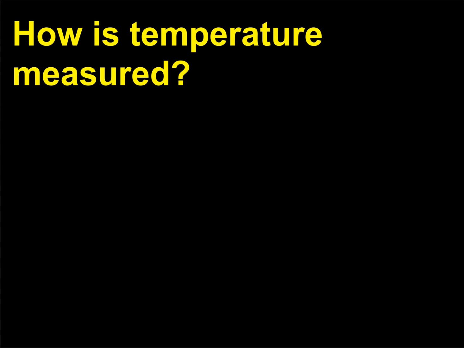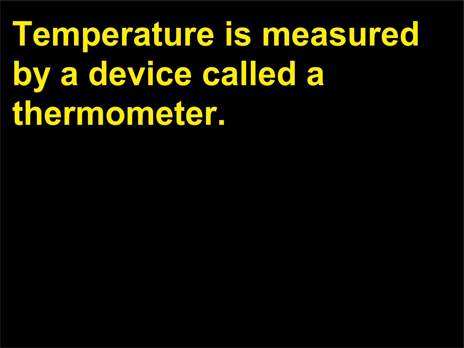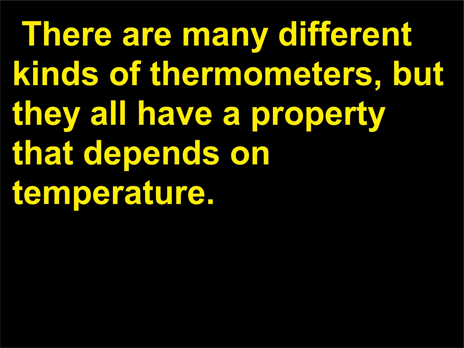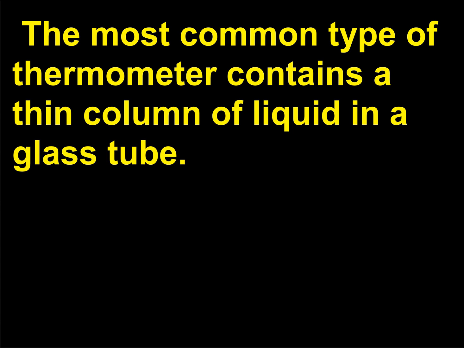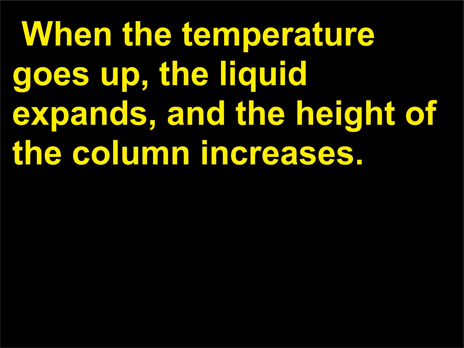How is temperature measured? Temperature is measured by a device called a thermometer. There are many different kinds of thermometers, but they all have a property that depends on temperature. The most common type contains a thin column of liquid in a glass tube. When the temperature goes up, the liquid expands, and the height of the column increases.